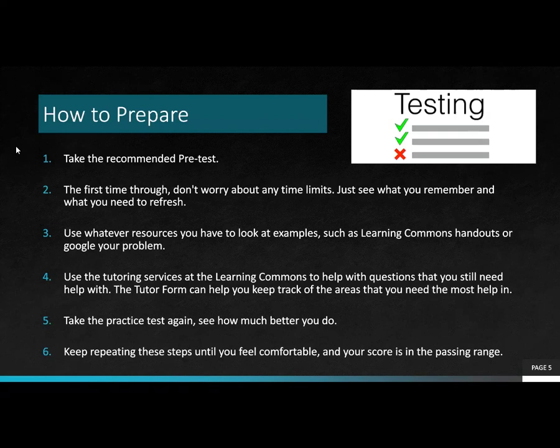Then use whatever resources you have to look at examples on the ones you missed, such as Learning Commons handouts, or Google your problem. There are also a lot of YouTube videos about studying for the math test. Once you've figured out which ones you need help with, come to the Learning Commons and use the tutors. The tutor form that you were given will help you keep track of areas that you need the most help in. Then take the practice test again and see how much better you do. Maybe time yourself the next time you go through, and keep repeating these steps until you feel comfortable and your score is in the passing range.